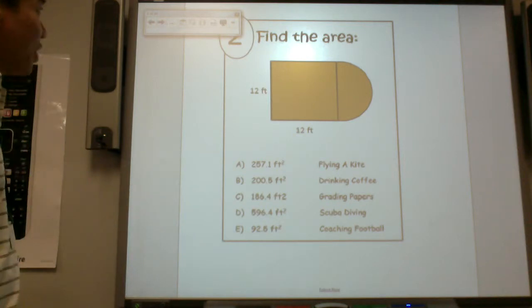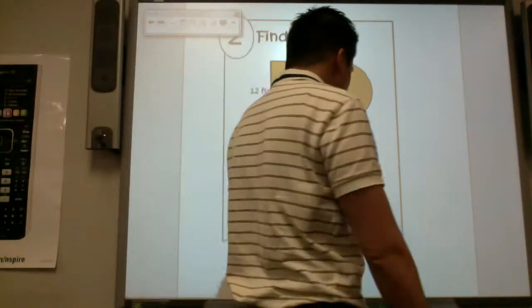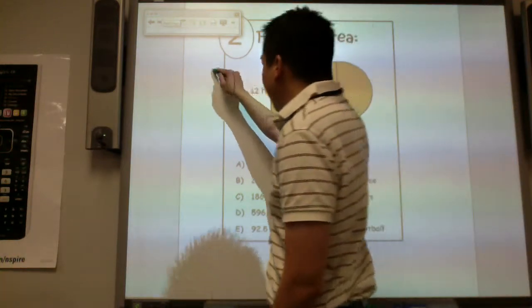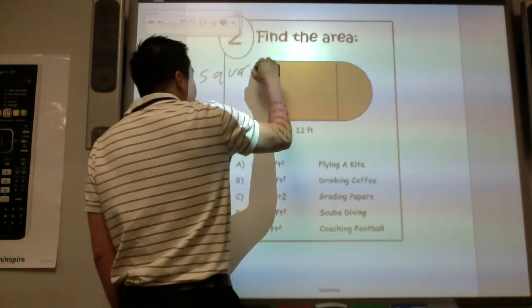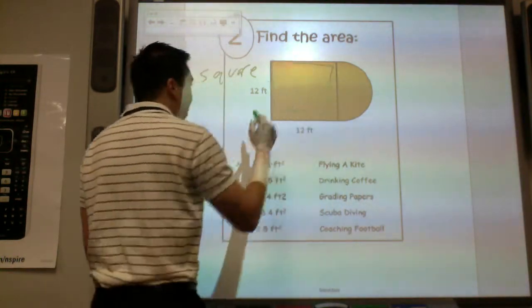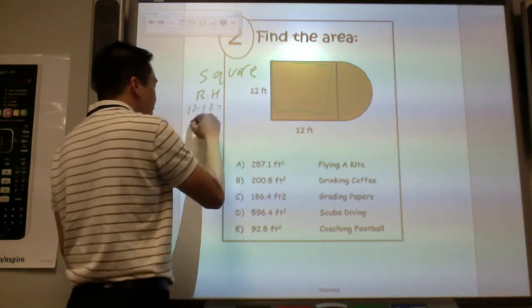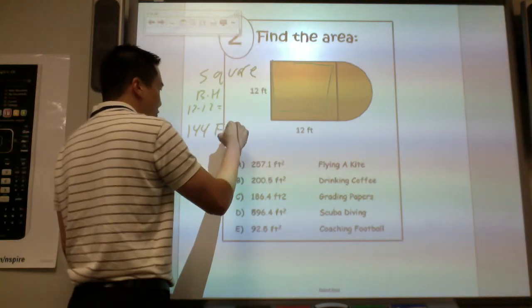Number 2. Find the area of this. This looks like a basketball court. I see a square right here, and this is a square right here. And how do you find the area of a square? It's base times height. 12 times 12 is 144 square feet.